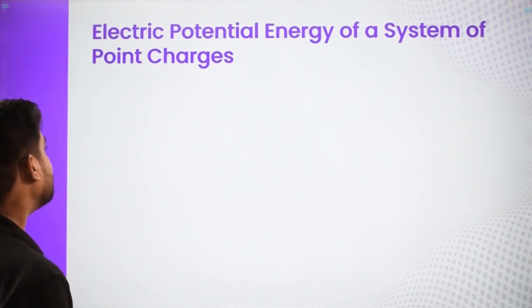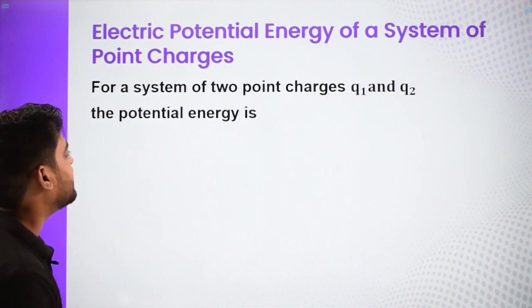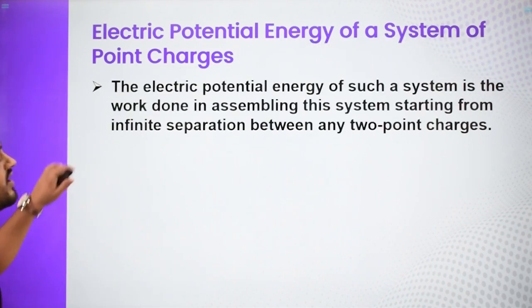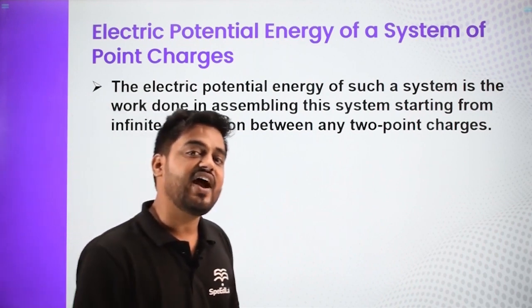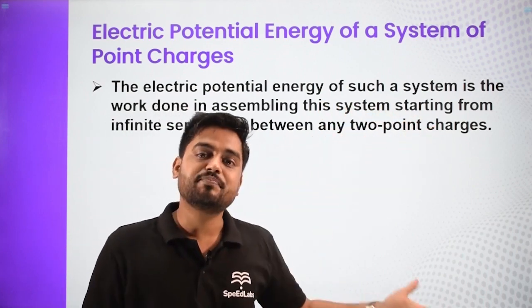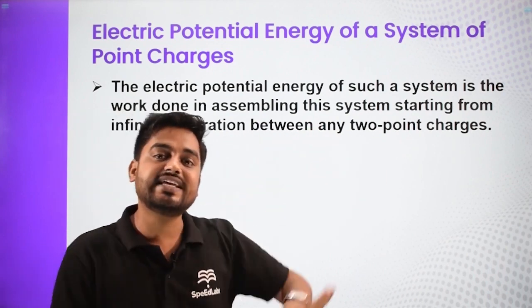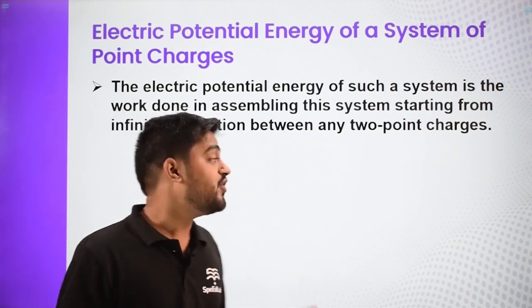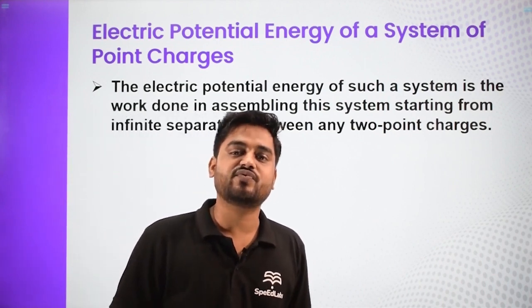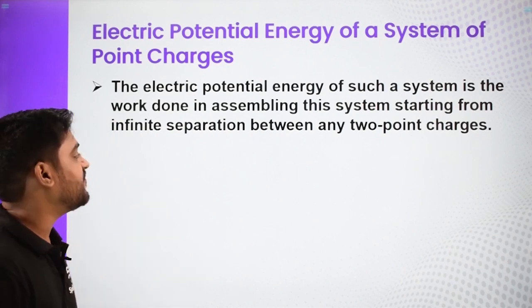So again we are talking about a system of point charges, first the 2 point charges only. The electric potential energy is defined as the total work done in assembling the system, in making the system when there was infinite separation initially. Whatever work you do without changing the kinetic energy, remember that, goes into the potential energy of the system.